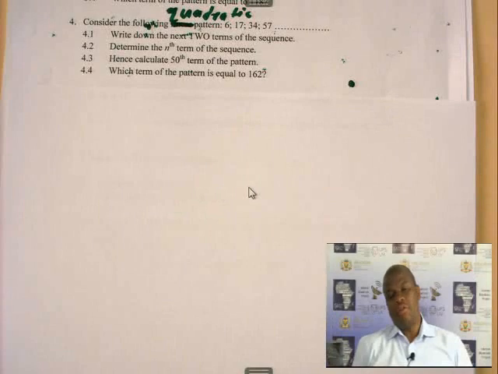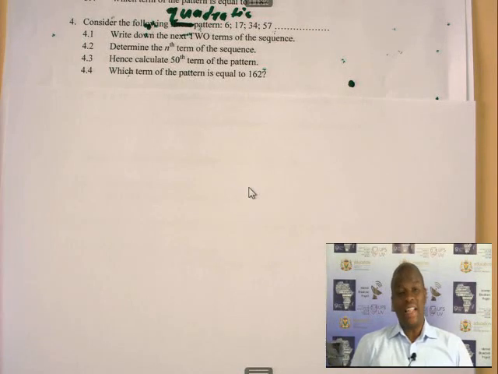Welcome learners. We're carrying on with the number patterns. Sorry for that. The next exercise that I want you to do for me, check at number 4. Consider the following quadratic pattern. It is given that it is a quadratic pattern: 6, 17, 34, 57. Consider that quadratic pattern and then answer those questions.